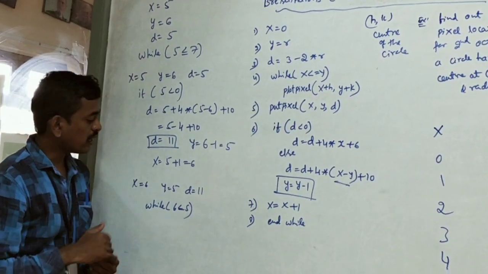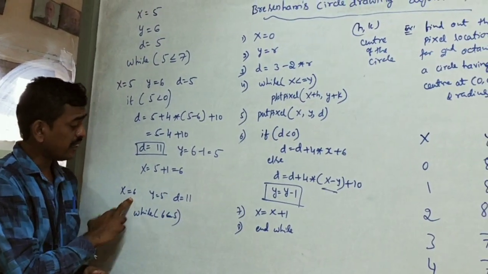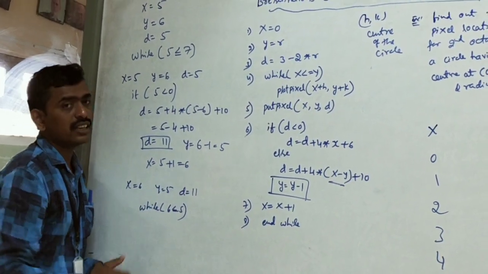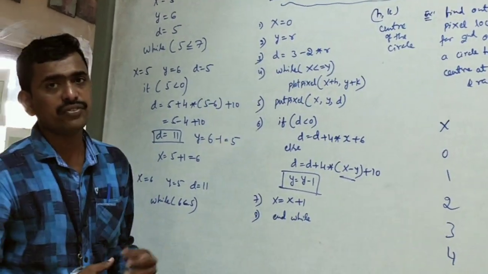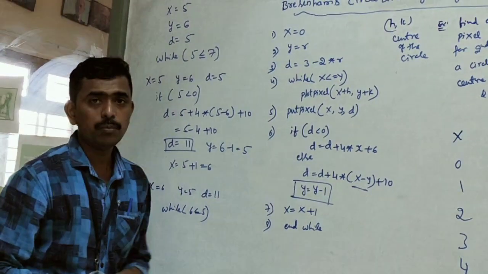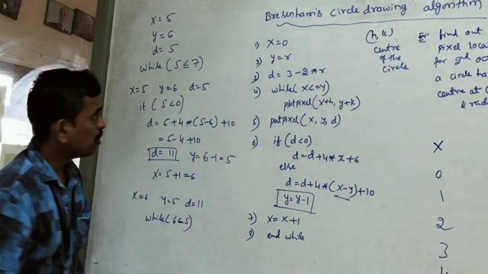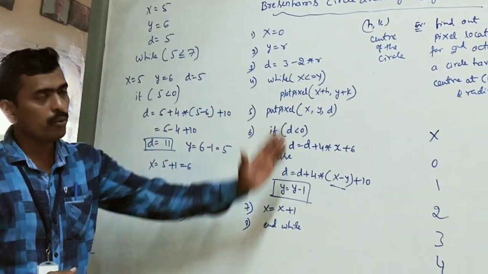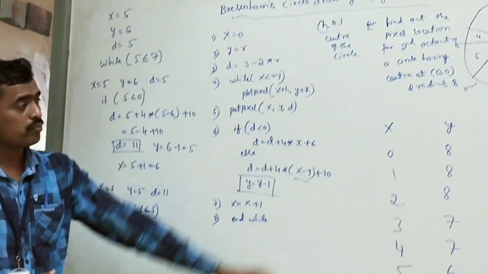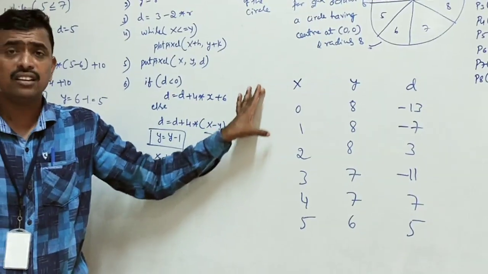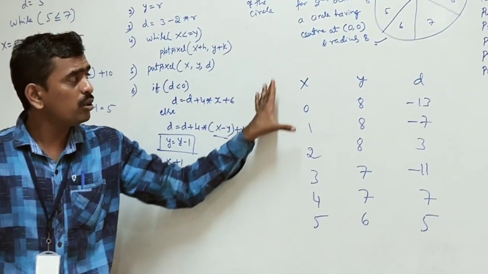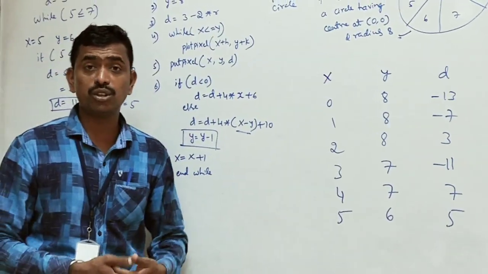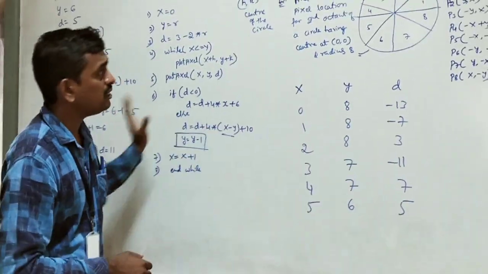Finally check out that condition, x equals 6, y equals 5, d equals 11. 6 less than or equal to 5, condition is failed, therefore outside the loop. Therefore these are all the steps. Obtain the values, plot in the monitor this type. Okay, this type of values are obtained after the execution of the program. This is the tracing of the program.